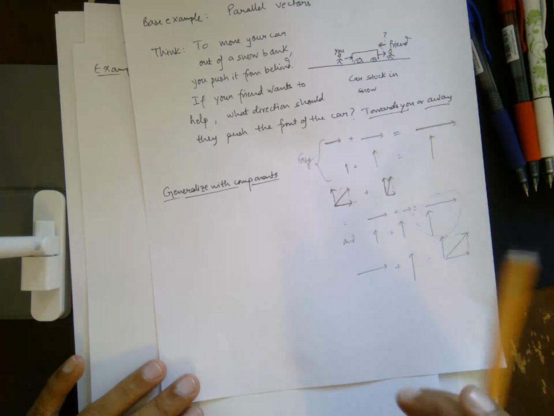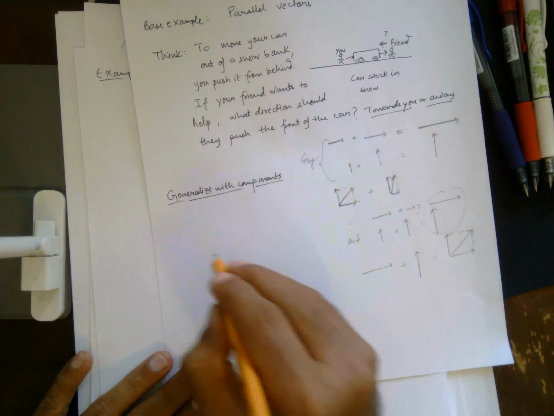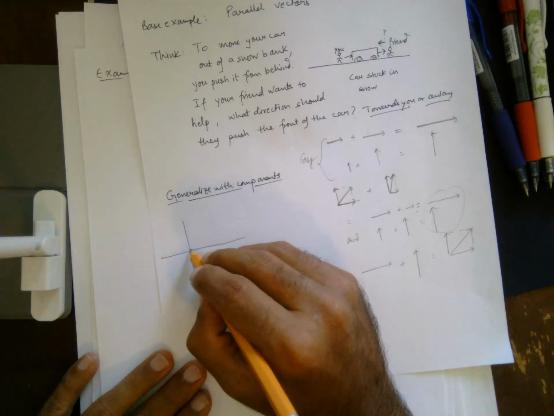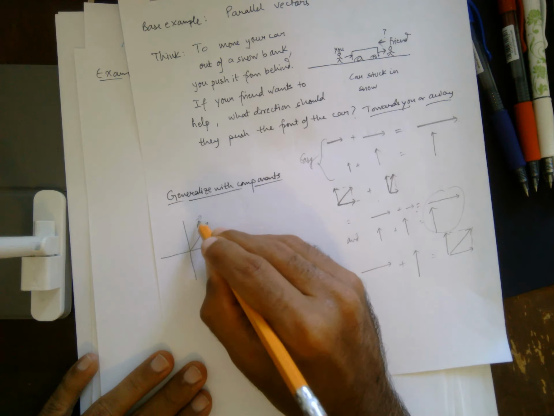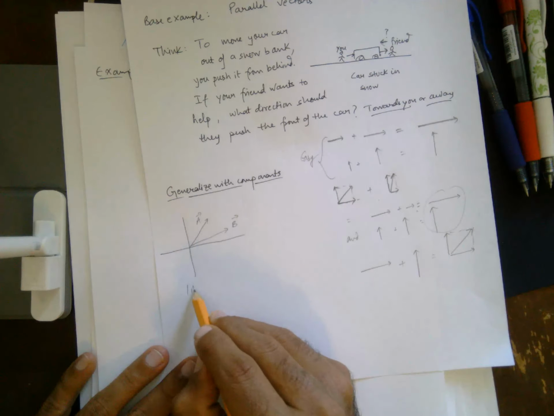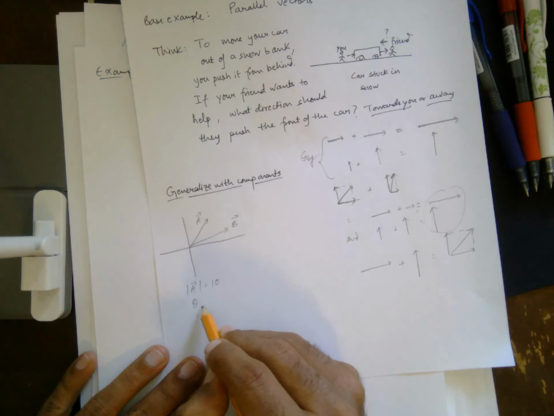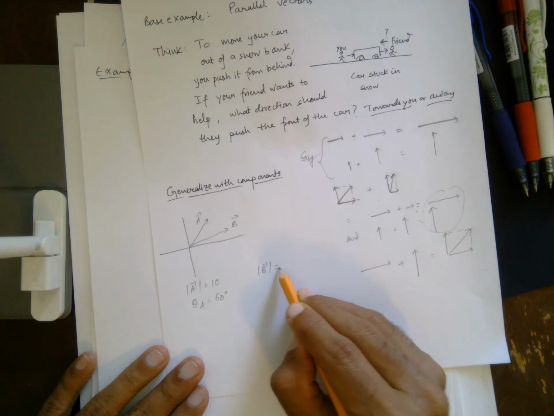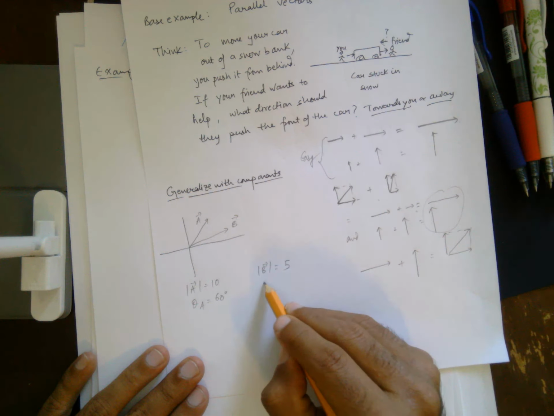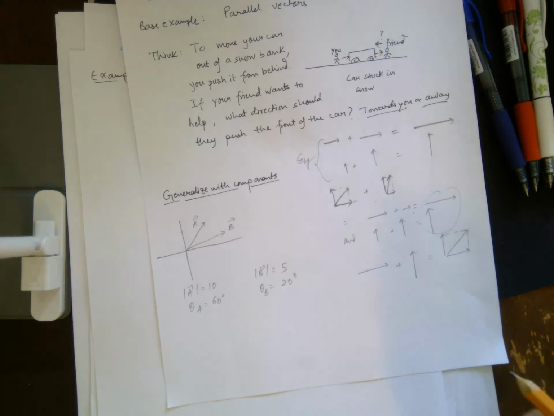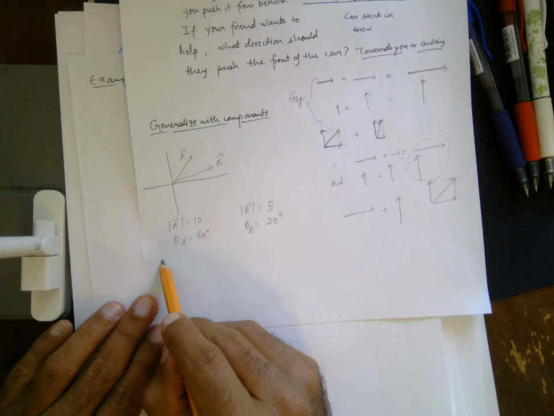So let's look at a general situation. Let's say here's my vector A and here's my vector B. And I'm given that the magnitude of A is 10, the direction of A is 60 degrees, the magnitude of B is, say, 5, and the direction of B is 20 degrees. So my first goal is going to be to break into components.